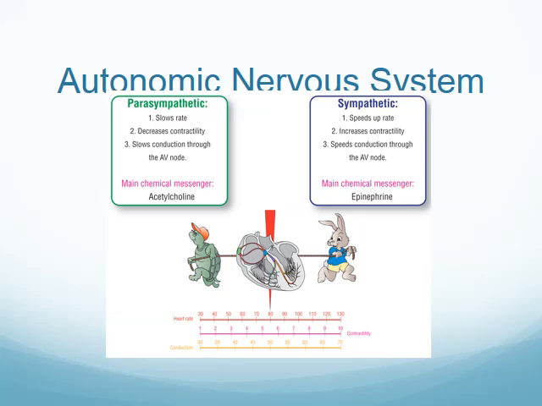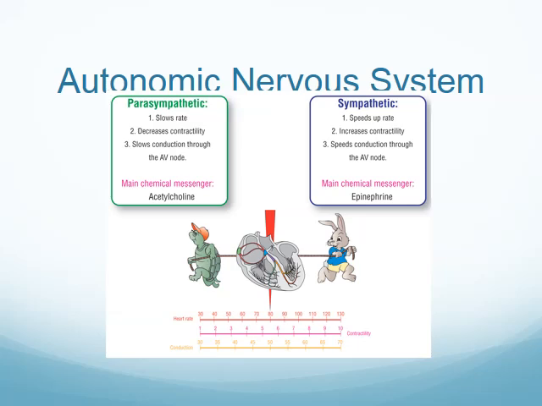So basically here, we have our two sides, and we have our little heart down here, and we have the turtle tugging on the parasympathetic side, and our rabbit is tearing at the sympathetic side. Our sympathetic side wants to speed up the heart rate. It wants to increase contractility. It wants to speed conduction through the AV node. Our parasympathetic side is trying to rest, and remember, parasympathetic is rest and digest. It wants to slow everything down, wants to decrease contractility, slow the conduction through the AV node.